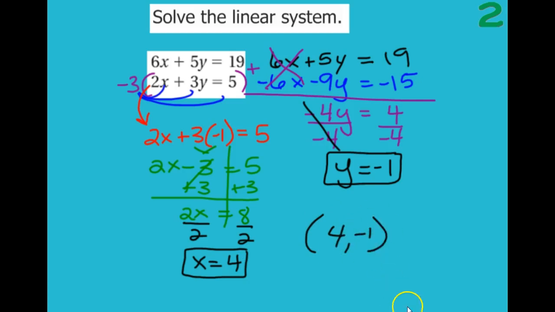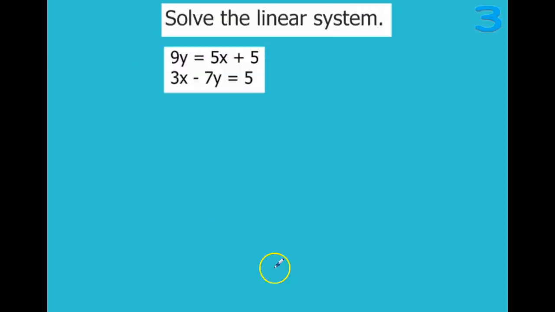If you're not sure if you did it right, if you got a weird number, you can always plug in what you got for x and y, multiply here, and then add those up. If you get 19, you know you did it right. So you can double check in both if you'd like. Alright, on this next one, this top one is not in standard form. Remember, we need x and y on the same side before we can solve.